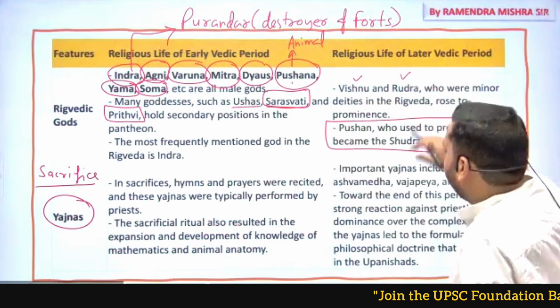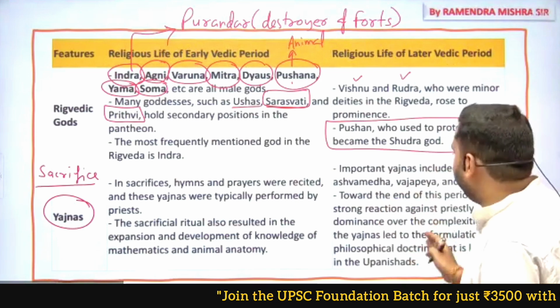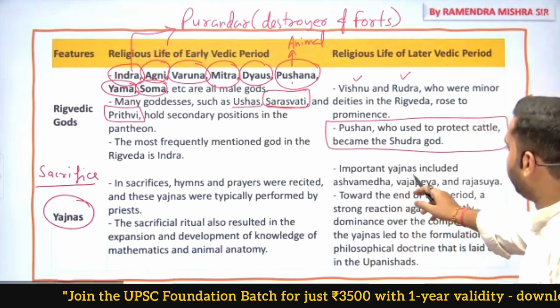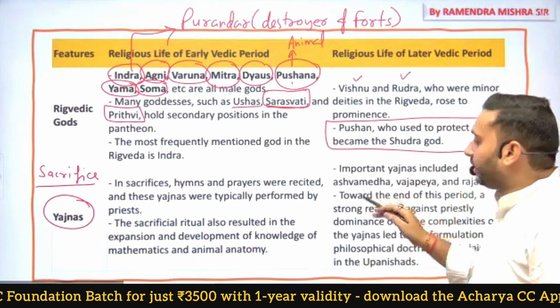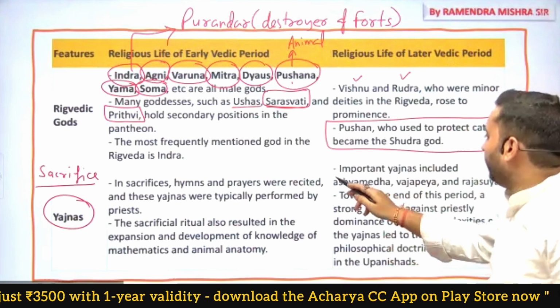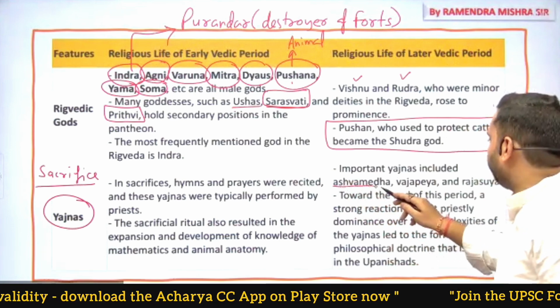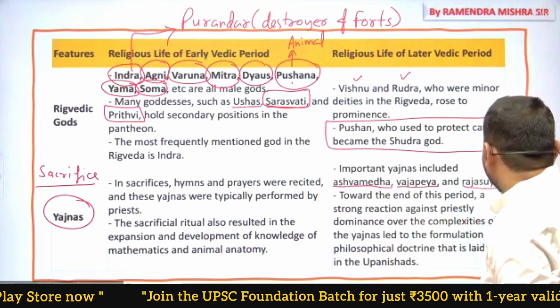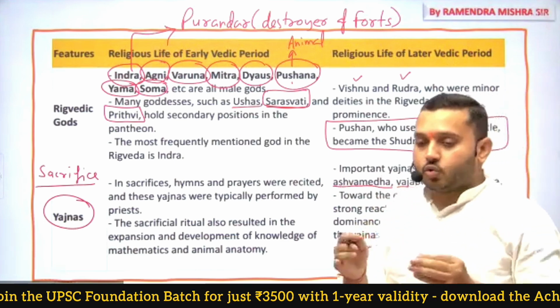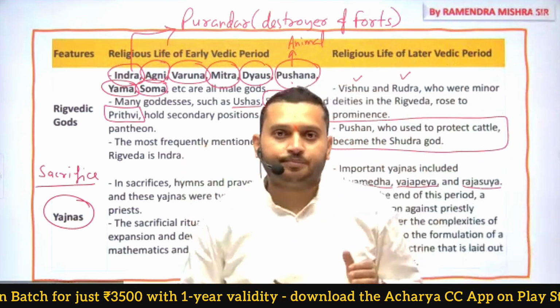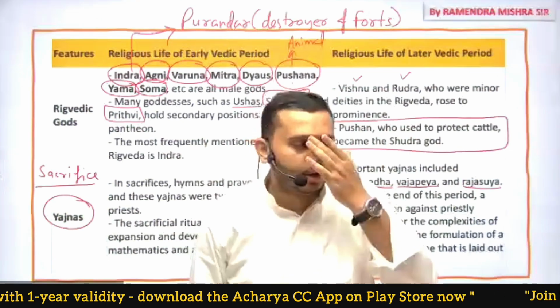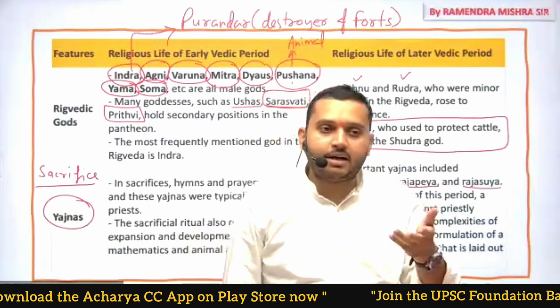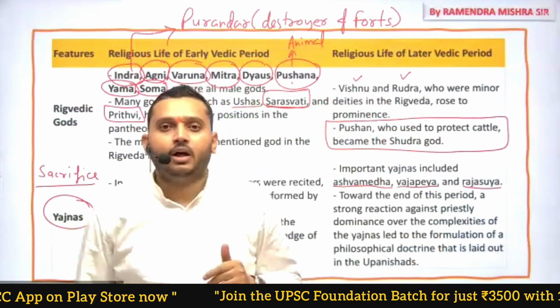What about the later Vedic period? In the later Vedic period, there are three important yagnas. One is named Ashwamedha, the second Vajpeya, and the third Rajasuya. Ashwamedha was to expand your territory. Maybe you heard about Ashwamedha Yagna in the Ramayana as well as in the Mahabharata.